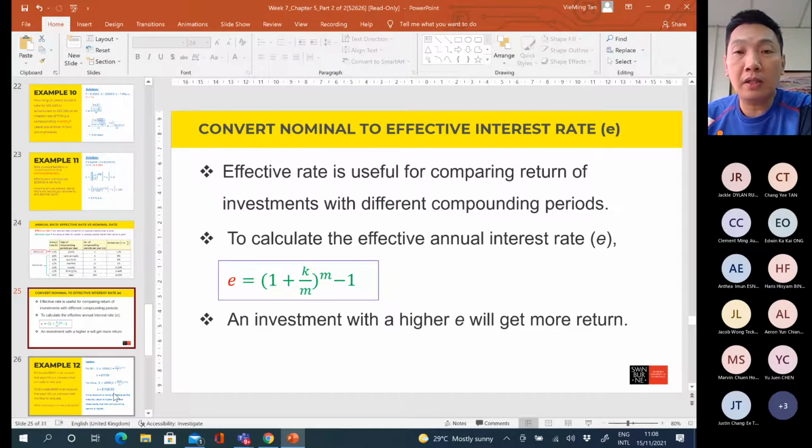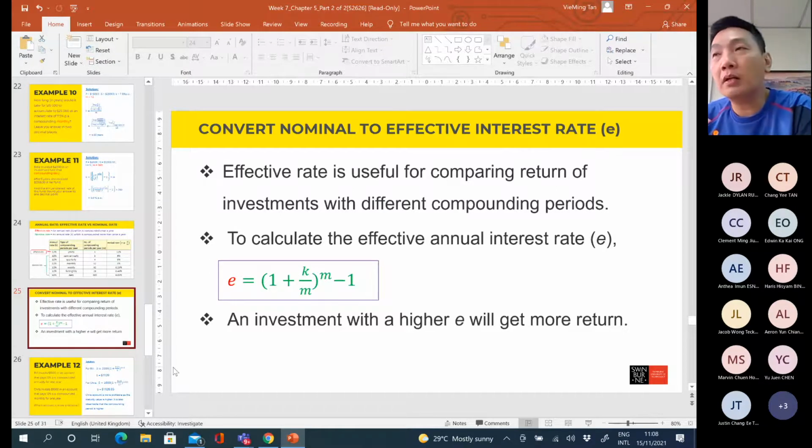Okay, if E is high, it also indicates the return on investment is high for the investor. But for the borrower, it's a cost. So it's good that we know how to calculate the effective rate so that we can compare the rates of return that involve different types of investment.